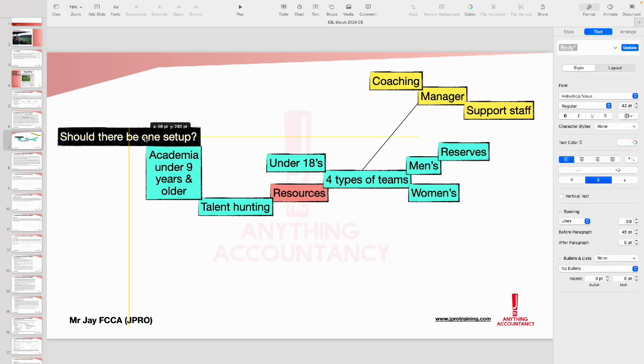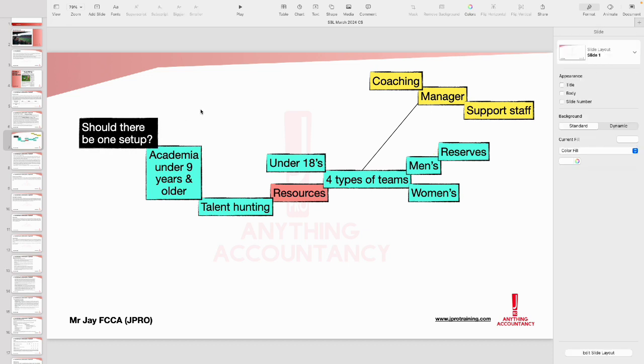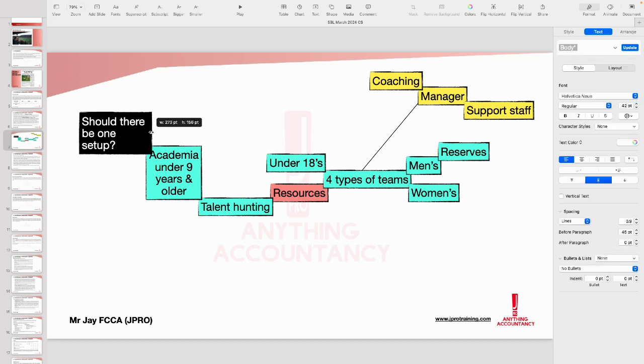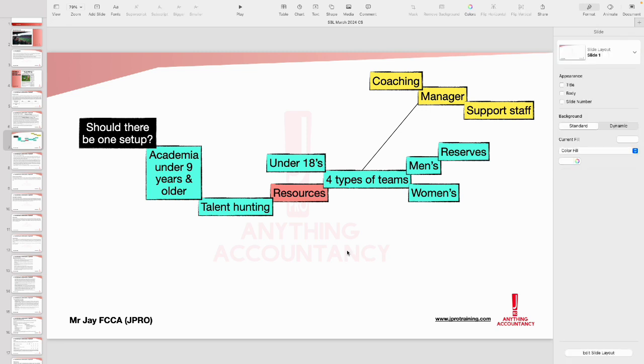So this could be one of the questions here. Should we even consider setting up one of these things? Is it worthwhile to set up this idea? So you can consider asking yourself, yeah, this looks like a possible area. Is it worthwhile to set up?